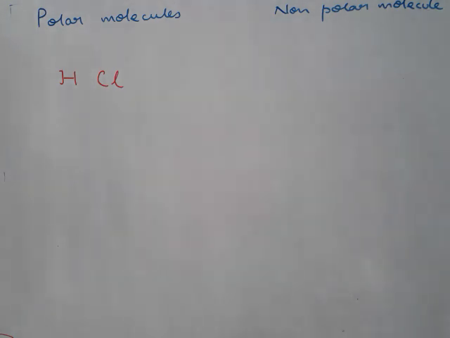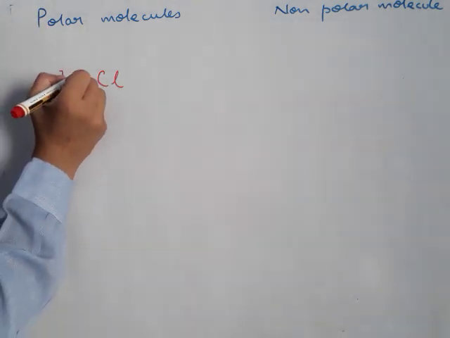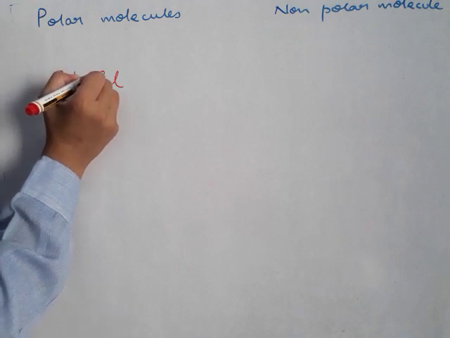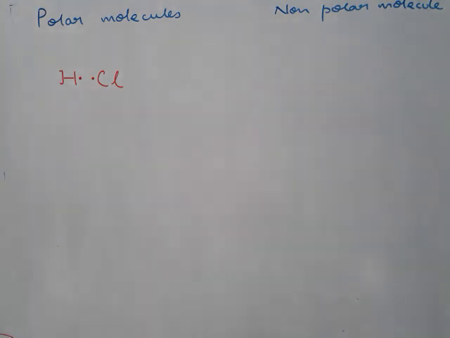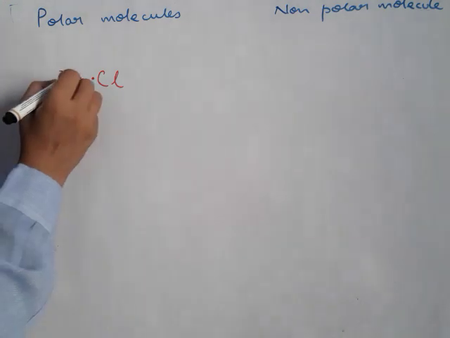Now in this particular molecule, one electron of hydrogen and one electron of chlorine share each other to form a shared pair of electrons. This kind of bond is called a covalent bond. But this shared pair of electrons does not lie symmetrically between H and Cl. It is not symmetrical. What does that mean?